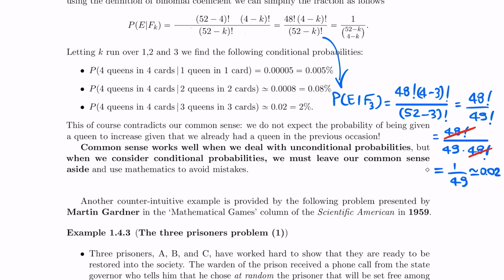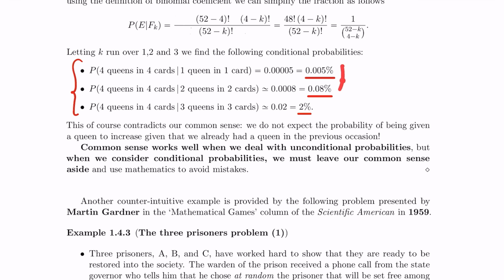Now let's get back to the interpretation of these 3 results. As you see, we have this strange behavior in which the probability of being given a queen increases given that we already had a queen in the previous occasion. In the following, we are going to deal with many situations in which conditional probabilities challenge our common sense.